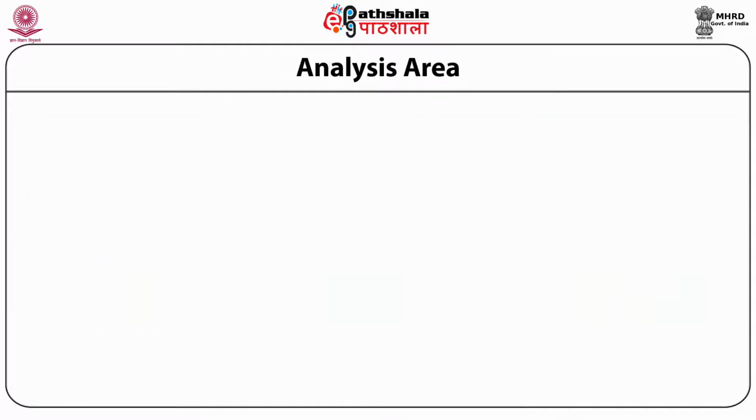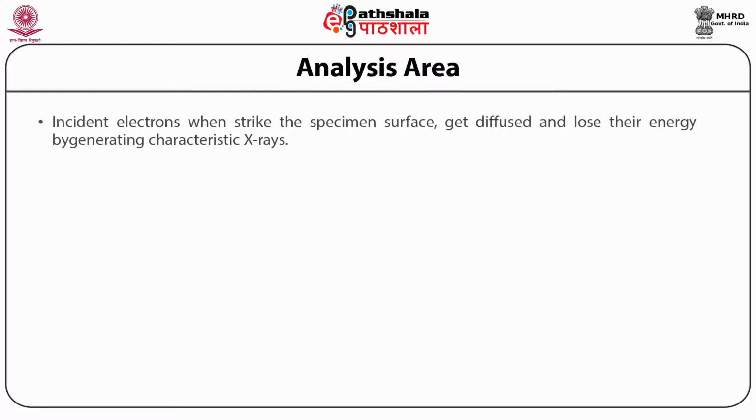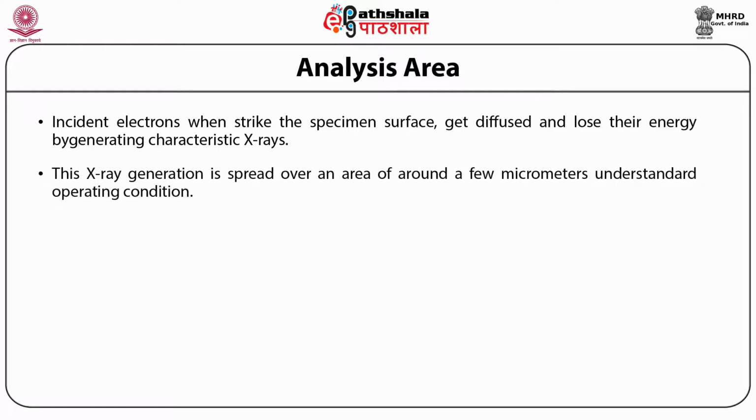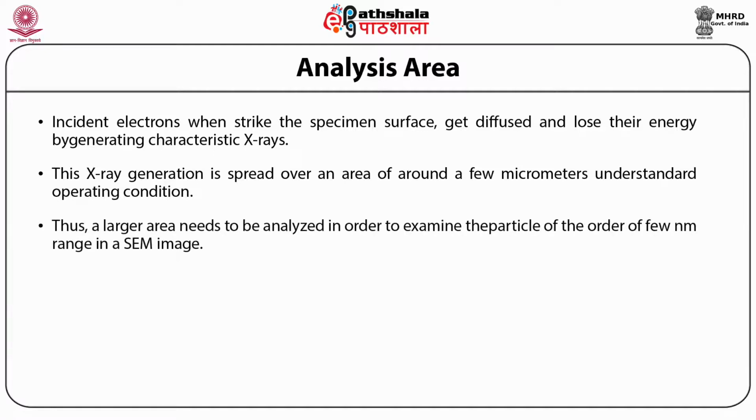The other thing is the analysis area. Incident electrons, when they strike the specimen surface, get diffused and lose their energy by generating characteristic X-rays. This X-ray generation is spread over an area of around a few micrometers under standard operating conditions. Thus, a larger area needs to be analyzed in order to examine a particle of the order of few nanometer range in a SEM image.